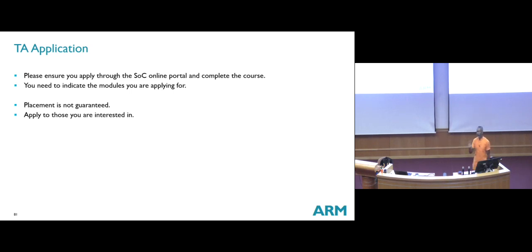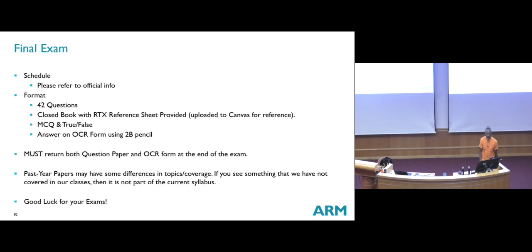This applies to any module, whether it's my module or any other module, and you need to do this every semester. Even if right now you're a TA, next semester you still need to reapply. Your name is not captured and continued on. Every semester you need to apply again if you want to be a TA. You can apply to all the modules that you're interested in and then see which module you are able to secure. So that's the first thing for those who are interested. Okay, so final exam.